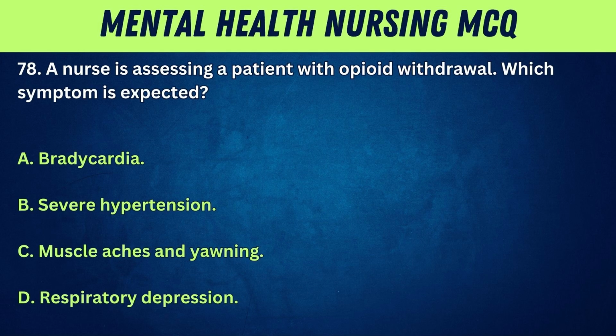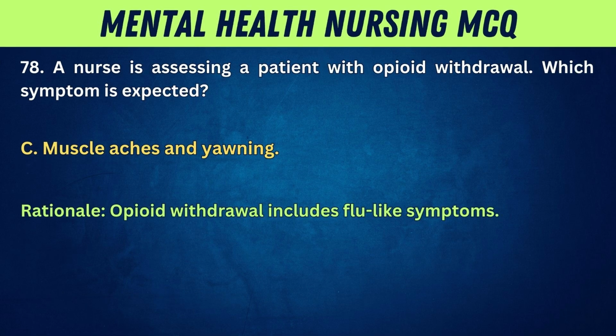78. A nurse is assessing a patient with opioid withdrawal. Which symptom is expected? A. Bradycardia. B. Severe hypertension. C. Muscle aches and yawning. D. Respiratory depression. Answer: C. Muscle aches and yawning. Rationale: opioid withdrawal includes flu-like symptoms.